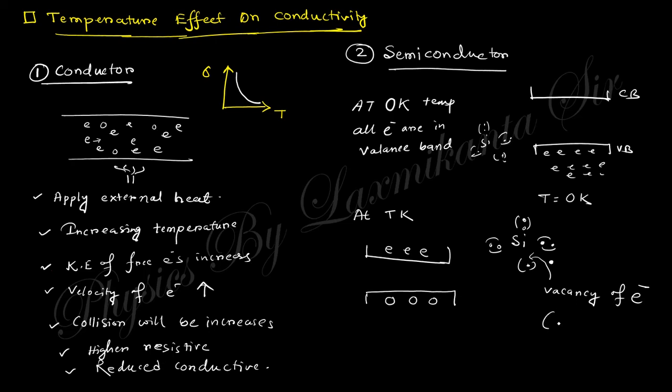This vacancy of electron is known as the hole. A hole is not a particle. This is a vacancy of electron. This also creates current. That's why you consider the hole. So this is the vacancy of the electron.